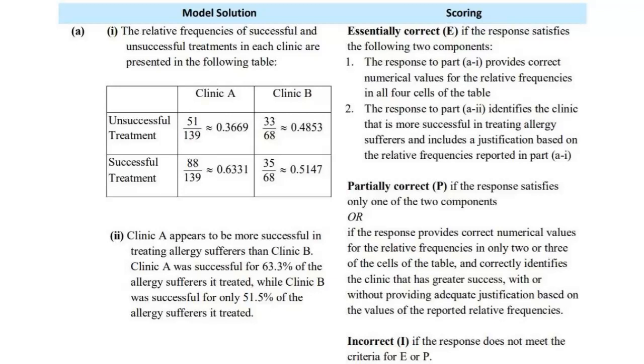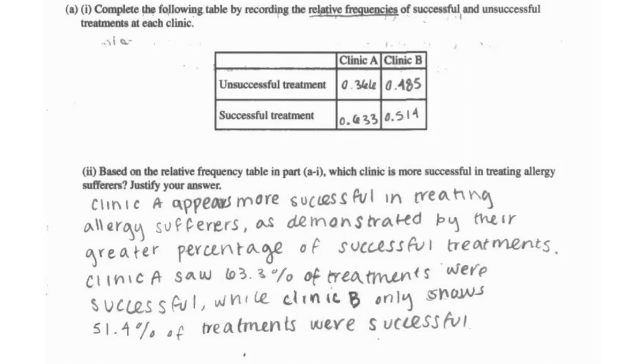All right, so let's look at a little bit of our student samples here. So here's student number 1. Clinic A, 0.366, 0.633, 0.485, 0.514. Clinic A appears more successful in treating allergy sufferers as demonstrated by their greater percentage of successful treatments. Clinic A saw 63.3% of treatments were successful, while Clinic B only shows 51.4% of treatments were successful.